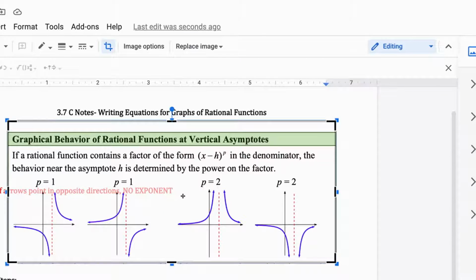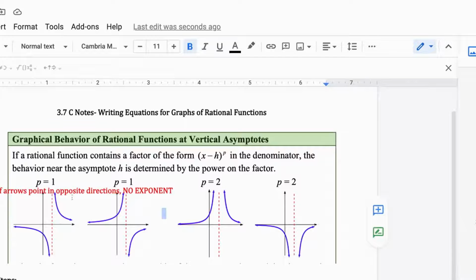The next one that we're going to look at has an exponent too, if they start to collide together. The phrase we used in class was if they come together, it's an exponent of 2. And you can see that on this one especially.